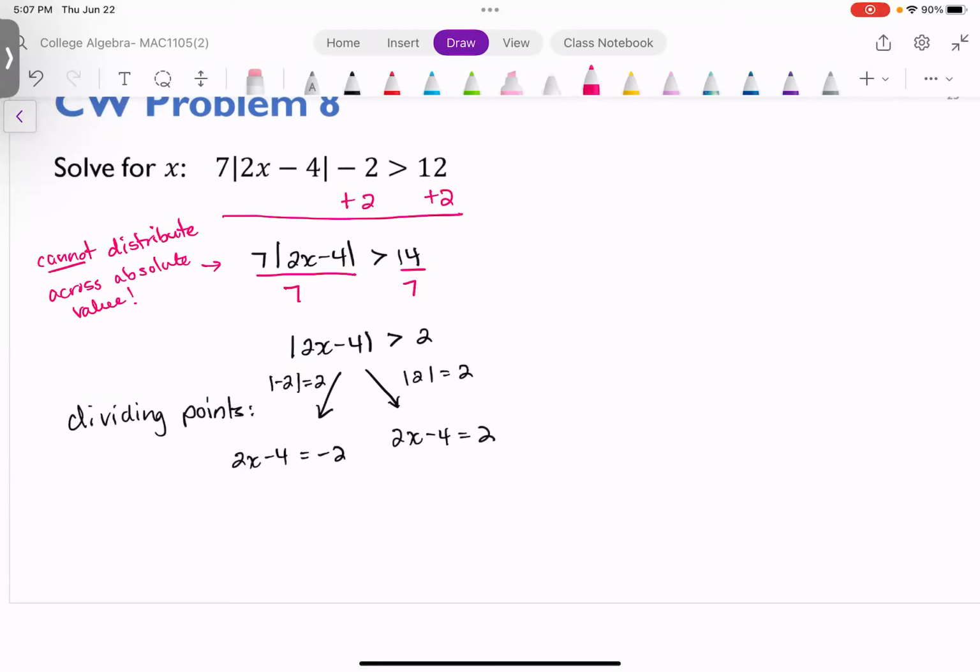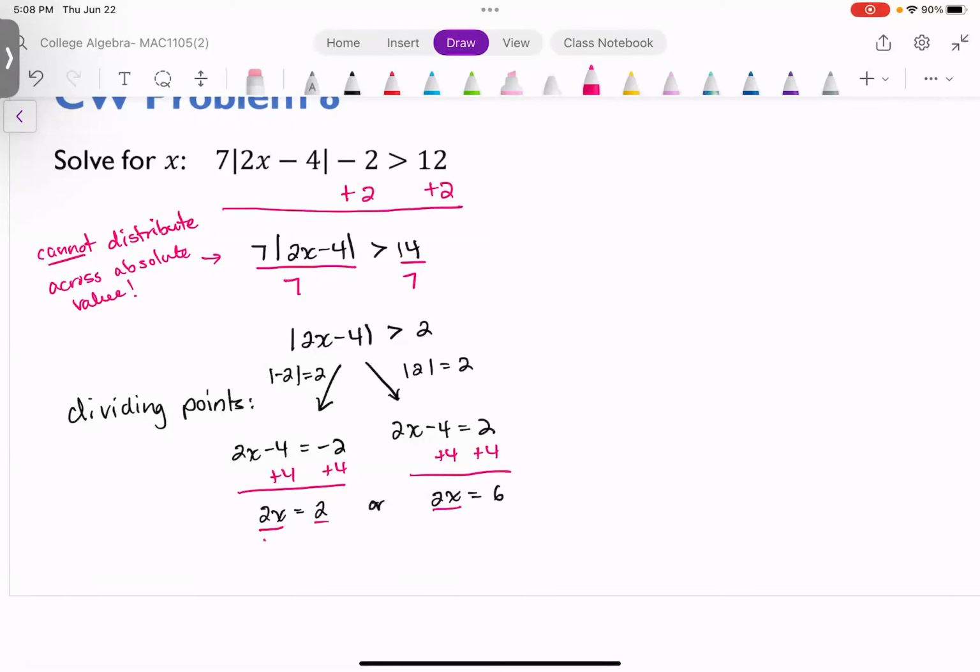I'm now going to solve for x by adding 4 to both sides of the equal sign in both equations. 2x is equal to +2 on the left, or 2x is equal to 6 on the right. I finish finding my dividing points by dividing every term by 2 in both equations. This gives us x is equal to 1, or x is equal to 3.